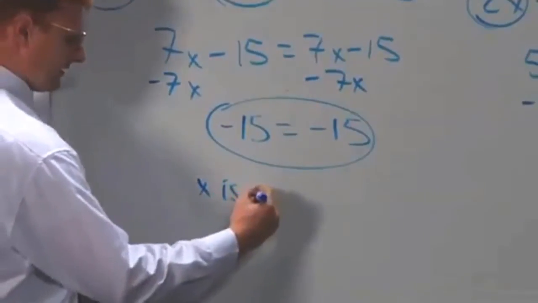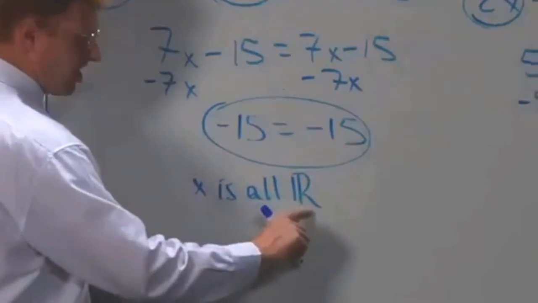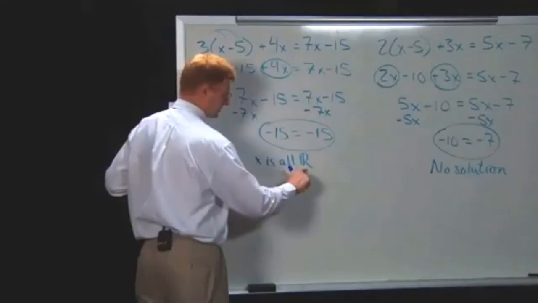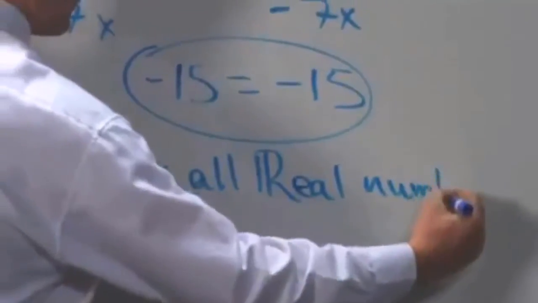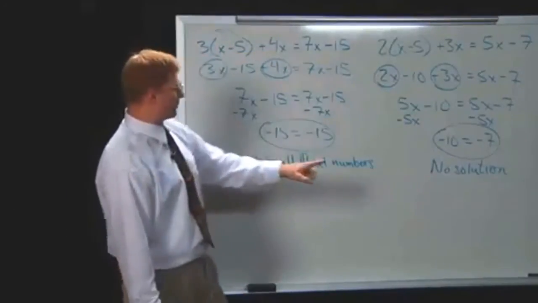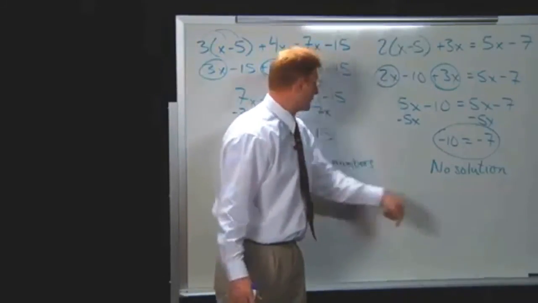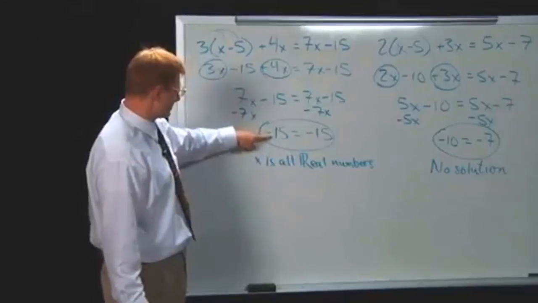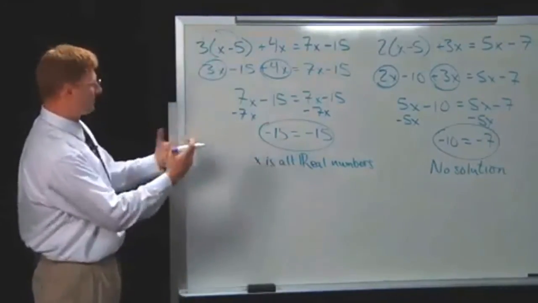So we can write it like this. x is a very special R, meaning real numbers. They just put 2 lines on it. So when x goes away, if you end up with a false statement, x can't ever work. And if you end up with a true statement, you get x as all real numbers. That's the kind of problem when you have x's on both sides of the equation.